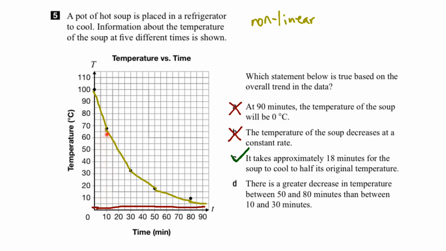Let's compare that to the change between 10 and 30 minutes. So at 10 minutes it's about 67, and after 30 minutes it's about 33. So that's a change in temperature of 34 degrees Celsius. So the greater decrease happens between 10 and 30, not 50 and 80. So we know that that's not the right answer. So we've confirmed that C is indeed the right answer.